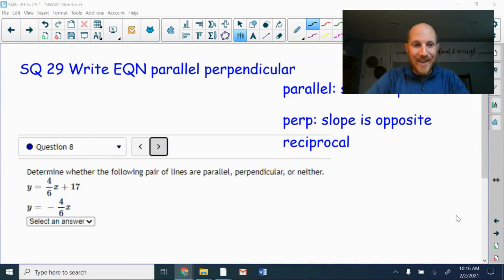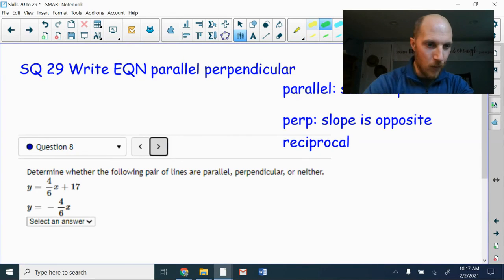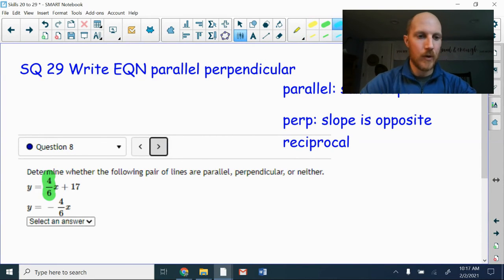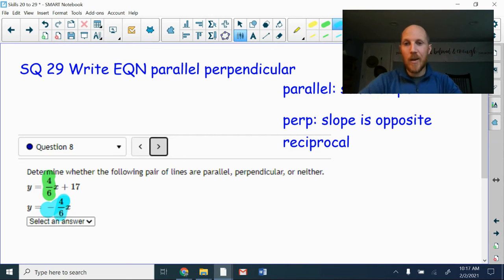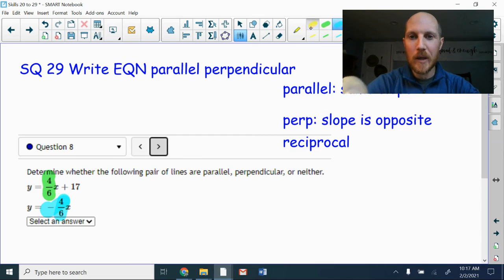All right, so question 8. Determine whether the following pair of lines are parallel, perpendicular, or neither. So we're going to have to identify the slope out of those two lines. That's the only thing we need. The first equation has a slope of 4 over 6. The next equation, negative 4 over 6. So they are opposite signs, but that is not quite good enough to make them perpendicular.